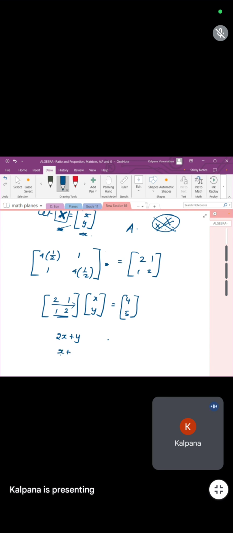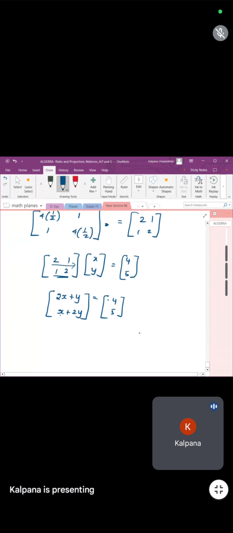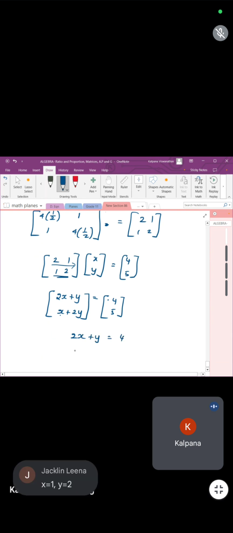This is X plus 2Y equals. This place you have to put inside the matrix, and on the other side you have to give 4, 5. Okay, first matrix form. Then when you are equating, only in this place you can remove the matrix bracket. So 2x plus y is equal to 4 and x plus 2y equal to 5.